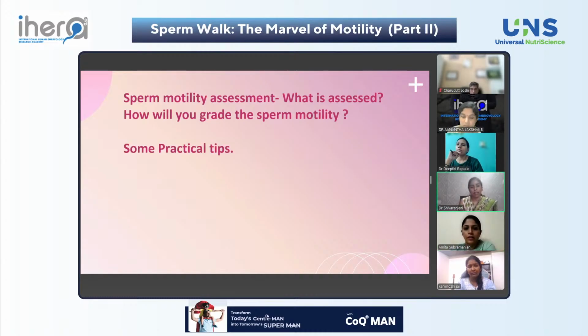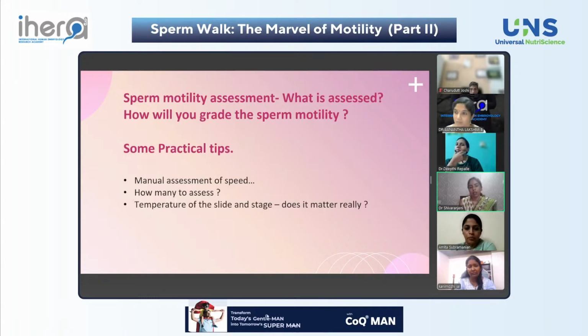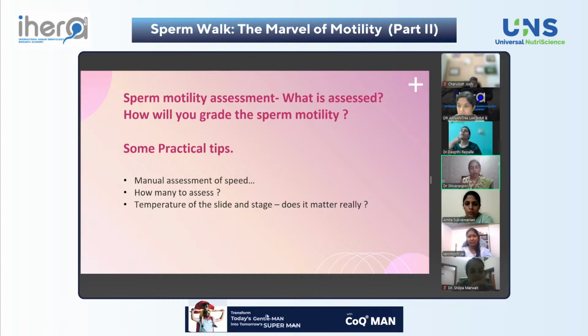We'll be assessing the sperm motility as 4 grades: grade A, grade B, grade C, grade D. Grade A will be rapidly progressive, the sperm moving forward at more than 25 micrometers per second. Grade B will be slowly, sluggishly motile, moving at 5 to 25 micrometers per second. Grade C will be non-progressive, twitching or moving in tight circles, less than 5 micrometers per second, and immotile will be not moving at all. So this is how we do it.